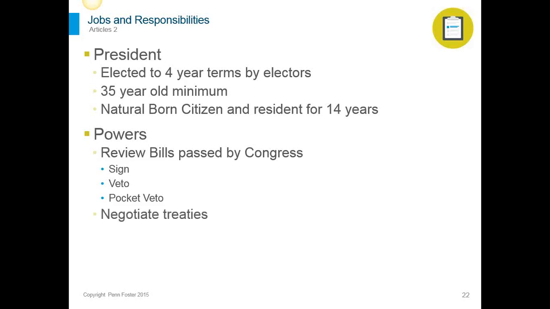The president's power also is to negotiate treaties with other countries, and the president is also commander-in-chief of the U.S. military. So after Congress declares war, it is up to the president and his Defense Department to actually run the war. The president also has the power to appoint federal judges and executive officials.